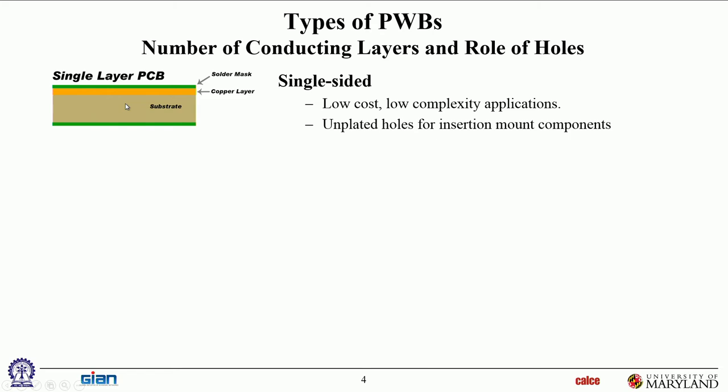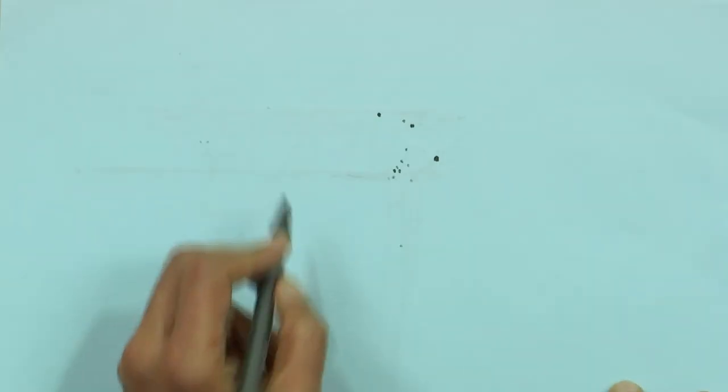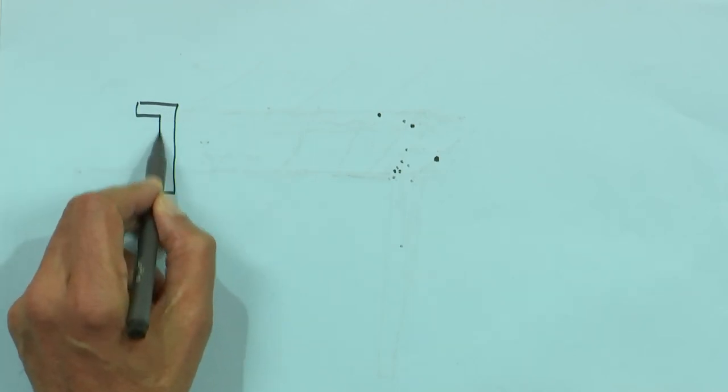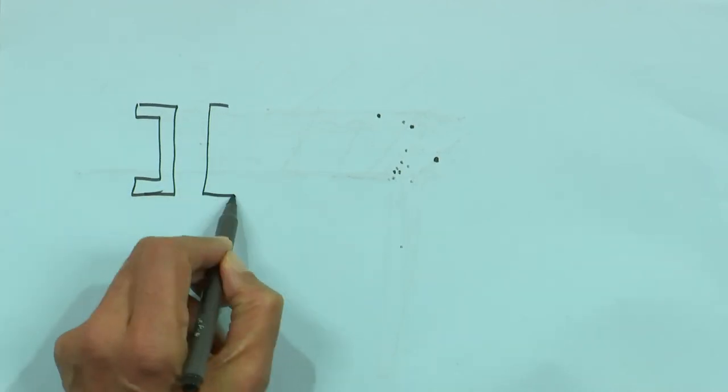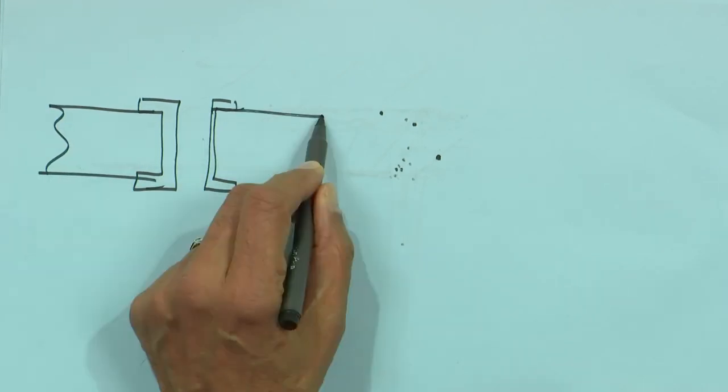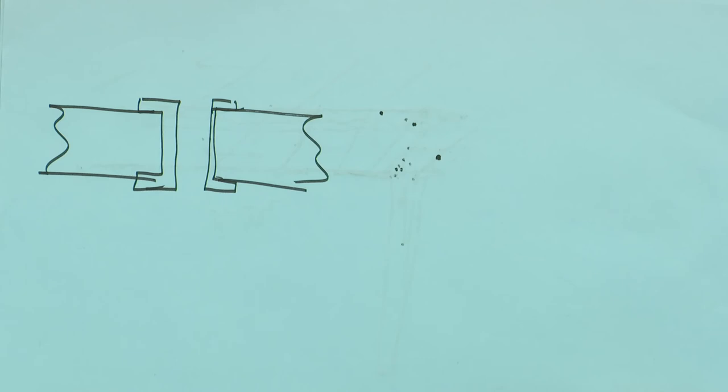I can sketch here. So what would a through-hole joint look like if there's no plating? If there is plating, then a through-hole joint will look like this. So this is a drilled hole in a printed circuit board. So let's go back to this picture.